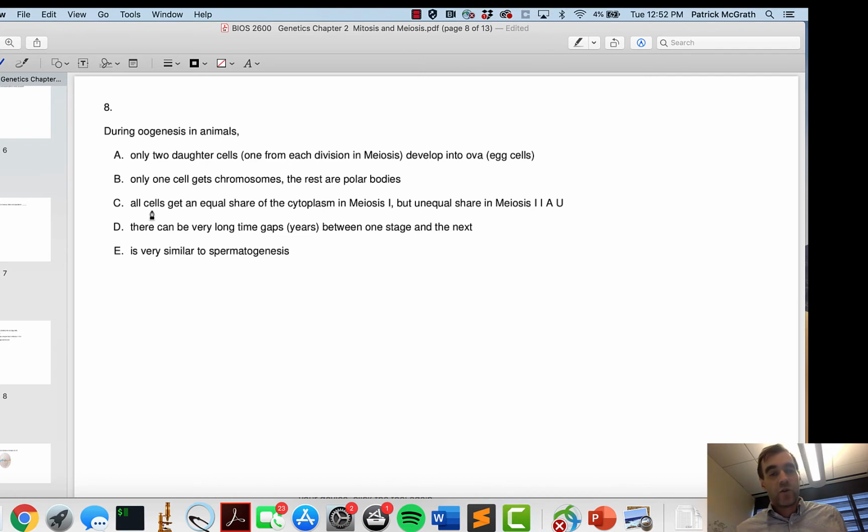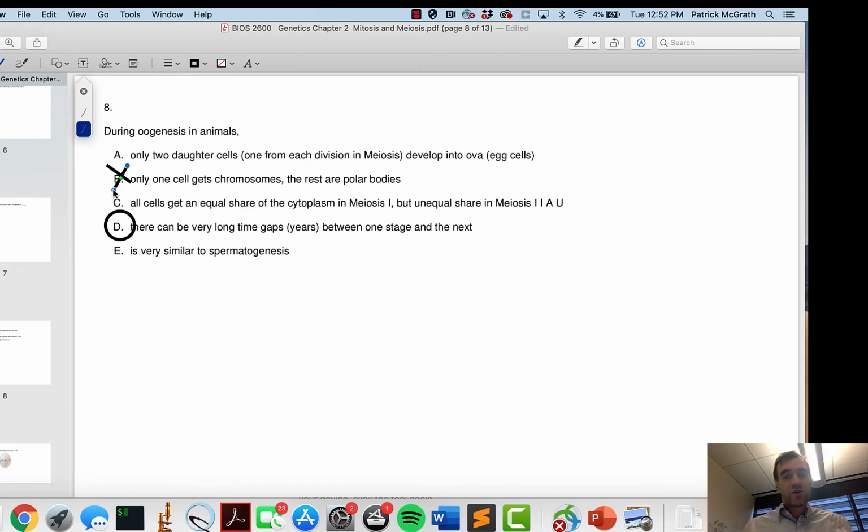And then when an egg is released in a female, you continue oogenesis. So the correct answer is there can be very large gaps, years between one stage and the next. B was commonly chosen by students as well.